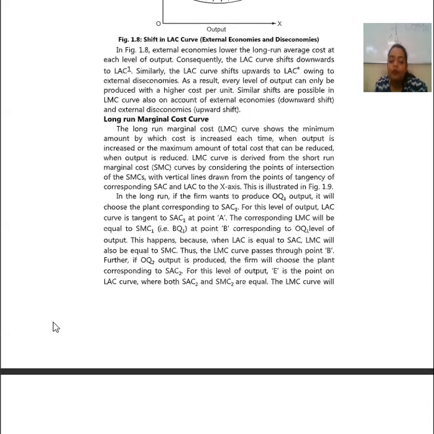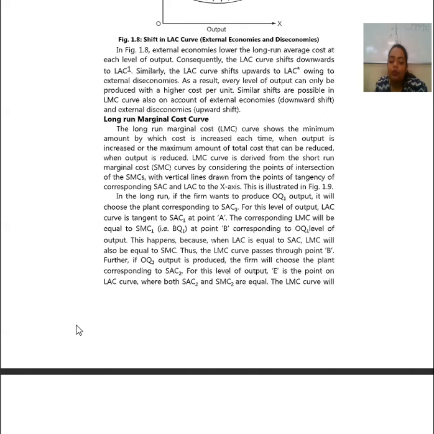In the long run, if the firm wants to produce OQ1 output, it will choose the plant corresponding to SAC1. For this level of output, LAC curve is tangent to SAC1 at point A. The corresponding LMC will be equal to SMC1, that is BQ1 at point B, corresponding to OQ1 level of output. This happens because when LAC is equal to SAC, LMC will also be equal to SMC. Thus, the LMC curve passes through point B.